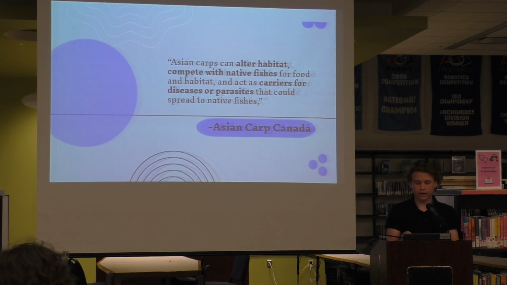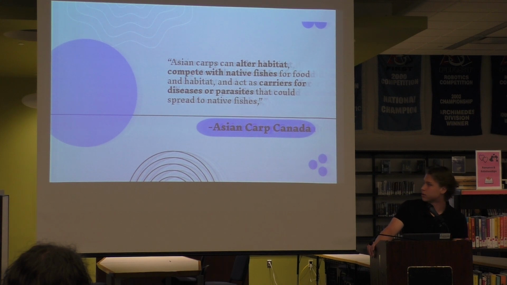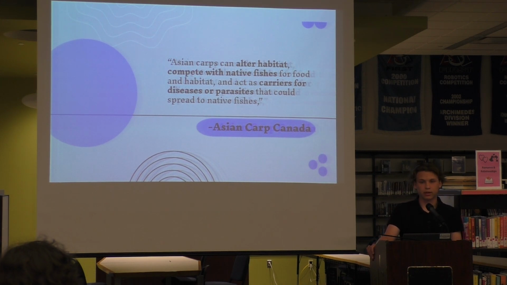So in this quote by Asian Carp Canada, quote, "Asian carps can alter habitat, compete with native fishes for food and habitat, and act as carriers for diseases or parasites that could spread to native fish." And this quote, I think, does very well in tying all my main points together and just demonstrating the extent of the Asian carp's capabilities to damage an ecosystem.